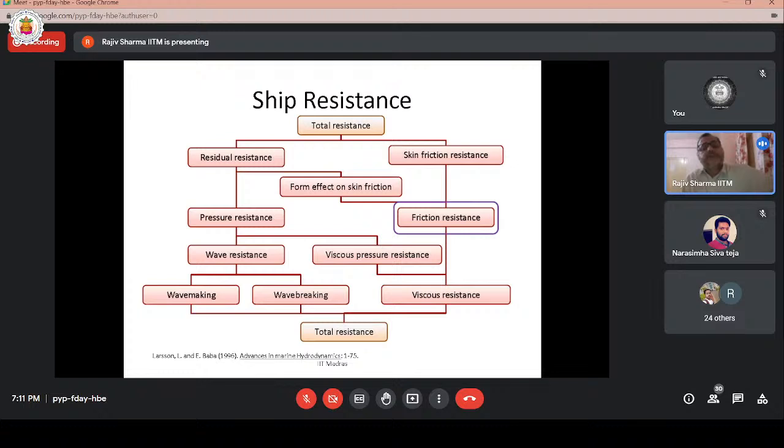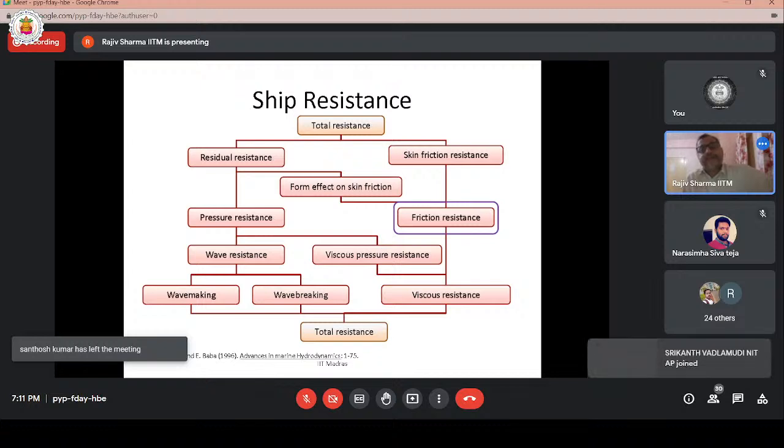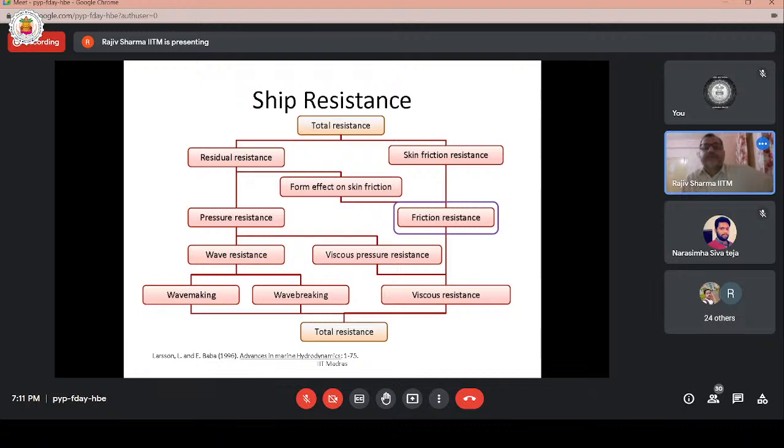Now, residual resistance means that one component in the skin friction will also come because of velocity, and it is dependent on the Reynolds number. And that gives rise to what we call broadly the friction resistance or frictional resistance or skin friction drag or skin friction resistance, etc.